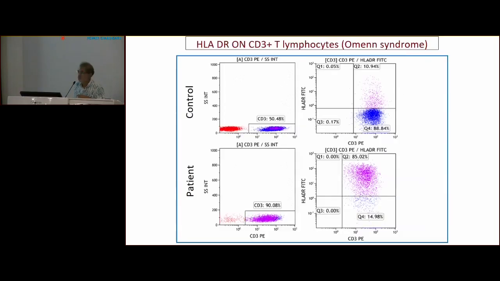And for Omenn syndrome, you can do HLA-DR. HLA-DR is an MHC class 2 molecule which is expressed on antigen-presenting cells. But in abnormal situations, it can also be present on T cells. So in this case, you see 85% of your T cells are showing HLA-DR expression, which is highly abnormal. This is seen in cases of Omenn syndrome. This can also be seen in HLH, because in HLH also the T cells are activated.